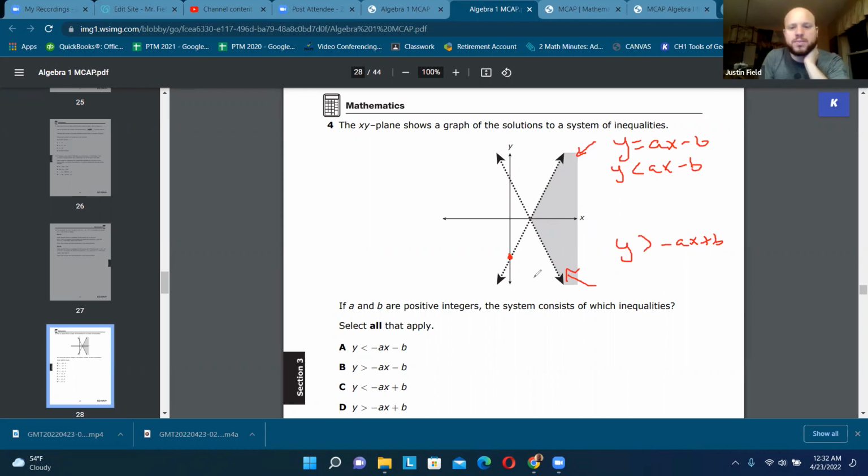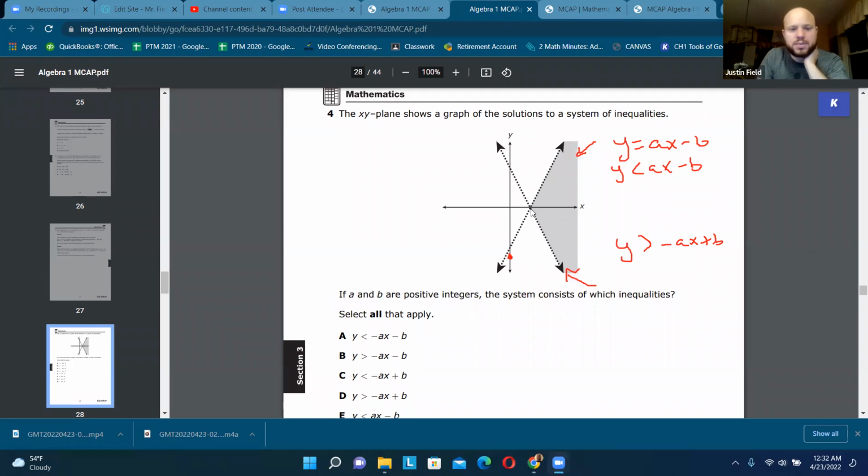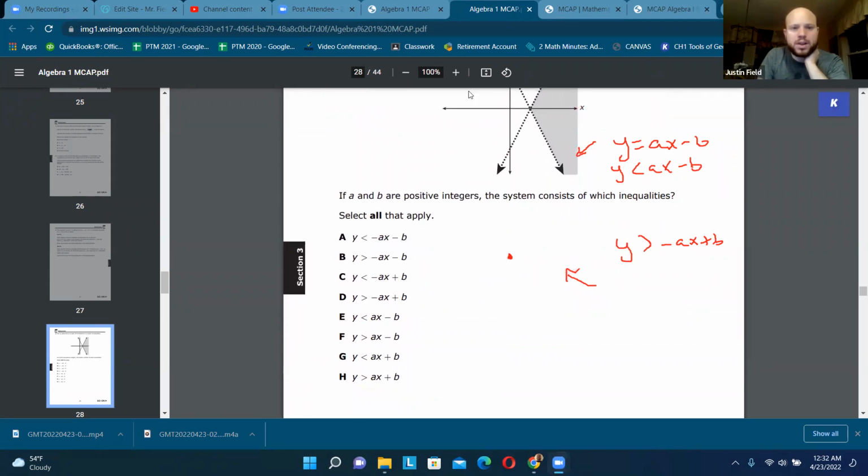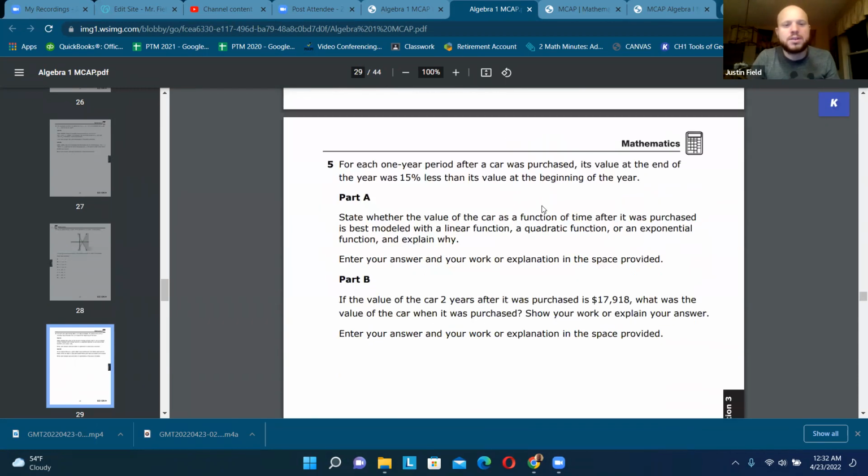So I'm going to look for y is less than AX minus B, and y is greater than negative AX plus B. Wow, and they gave me just all the options, so y is less than AX minus B, and y is greater than negative AX plus B. I've got it. All right, moving along.